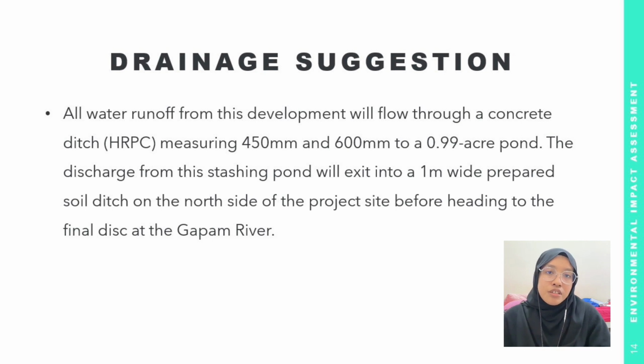For the drainage proposal, all water runoff from this development will flow through a connecting ditch, HRPC measuring 450 mm and 600 mm, to a 0.99 acre pond. The discharge from the station pond will exit into a 1 meter wide prepared soil ditch on the north side of the project site before heading to the final ditch at the Gapam River.